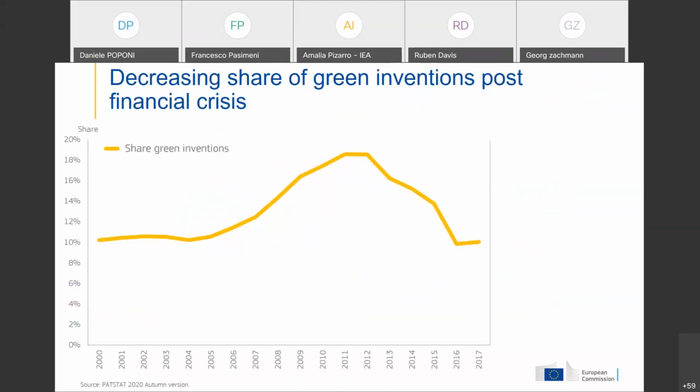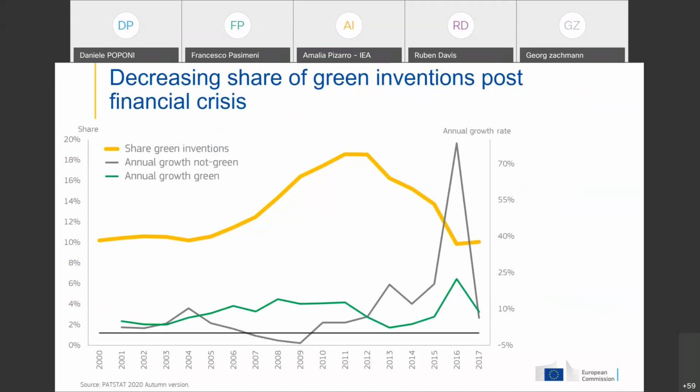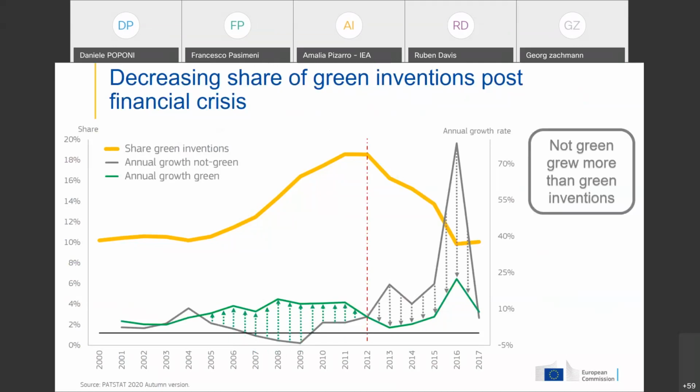And I'll conclude by showing this slide in which I present the share of green inventions in the total inventive activities, regardless of technology area. What we see is that after 2012, there is a drop in the share of green inventions in these activities. To explain what has happened, I show here the annual growth of green and non-green inventions, and we see that after 2012, the non-green inventions grew more than the green inventions.